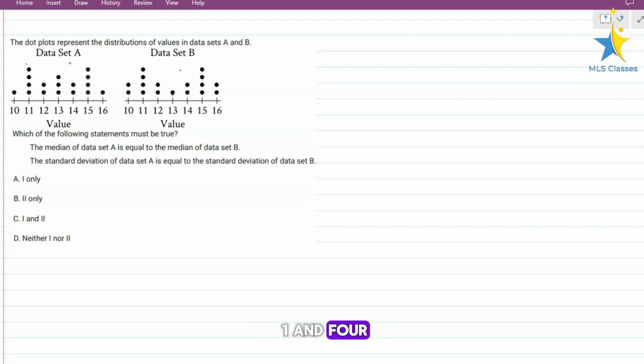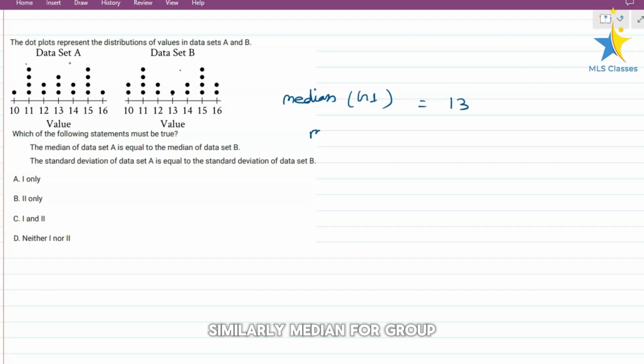So 1 and 4, 5, 7, 3, 10, 12, 4, 16, 1, 17. Same goes here, 1 and then 4, that is 5, and then 8, 13, and then 4, that is 17. Now it follows that the median is given by the middle value of each of the dot plots. So we can say that the median of dataset A is 13, which is the middle value. Median of group 1, which I am denoting by G1, is equal to 13. Similarly, the median for group 2 is also 13. So from here, we can say statement 1 is true.